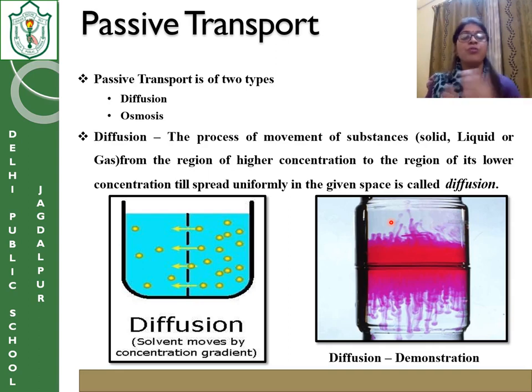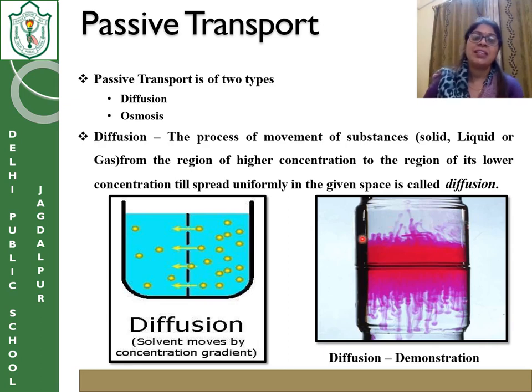The process of movement of substances, solid, liquid, gas, any solid particles, liquid particles, gas particles, from the region of higher concentration to the region of lower concentration till uniformity is maintained is called diffusion. And when this diffusion takes place, no membrane is crossed.